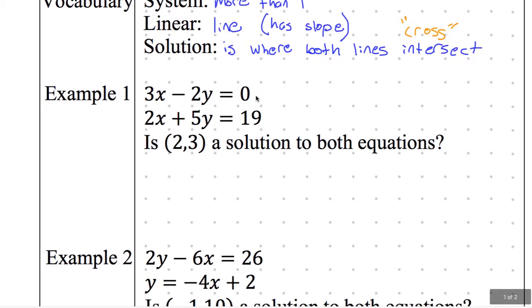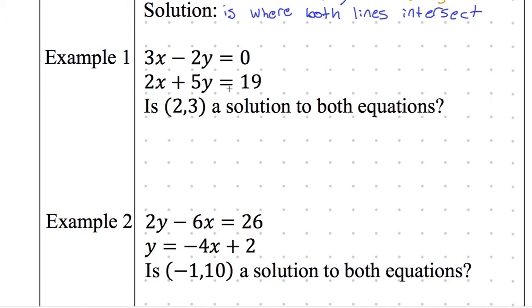For example 1, I have these 2 equations. I need to know if 2, 3 is a solution to those equations. All right, quiet raise hand. Which of these is the x? Which of them is the y? For 2, 3, which of them is the x? Which of them is the y? I want to see a ton of hands here. Ton of hands. Julian. 2 is x and 3 is y.